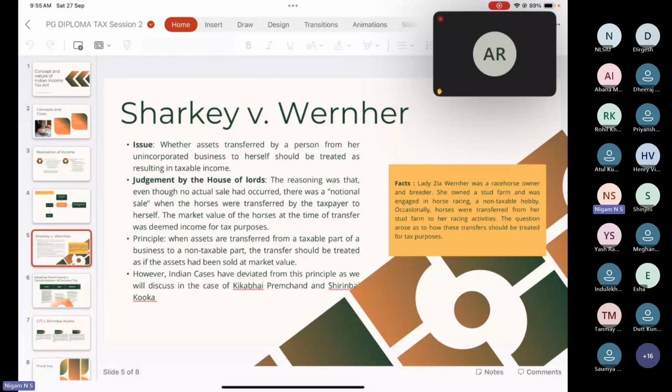So the principle we are talking about here is that when assets are transferred from a taxable part of a business to a non-taxable part, the transfer should be treated as if the assets had been sold at market value.